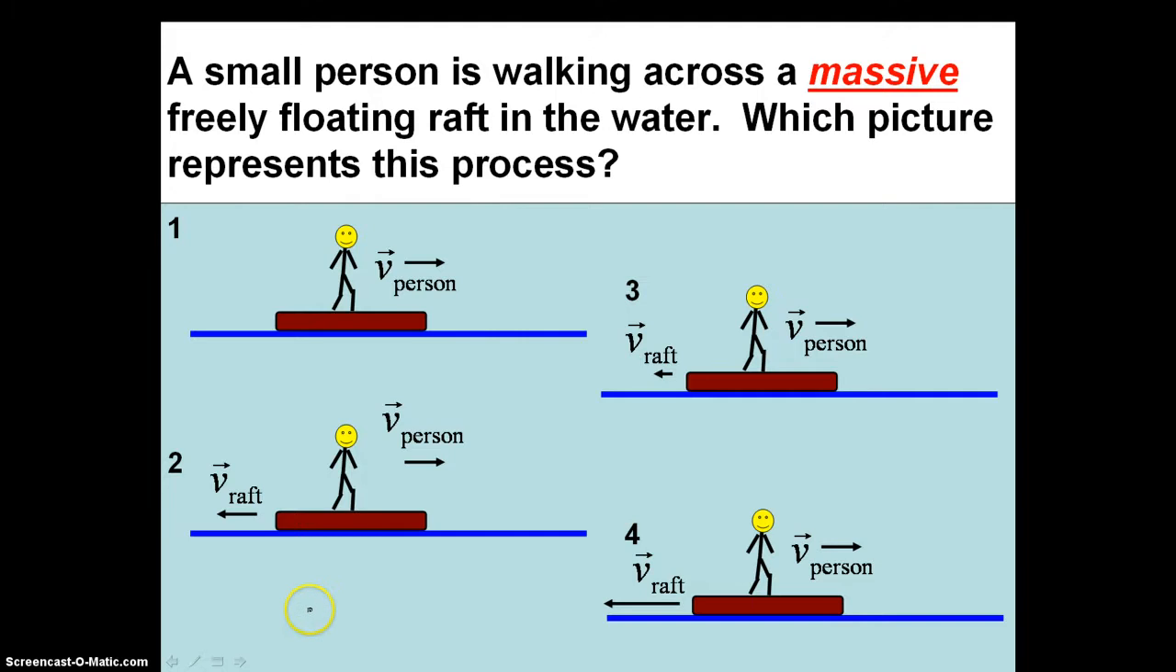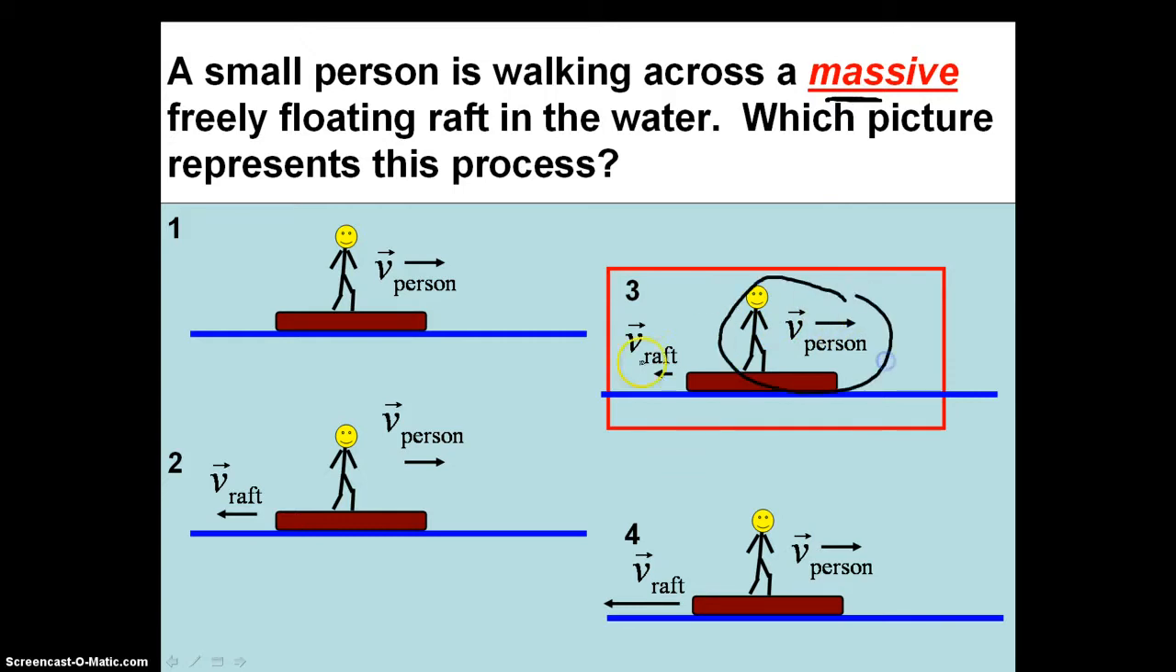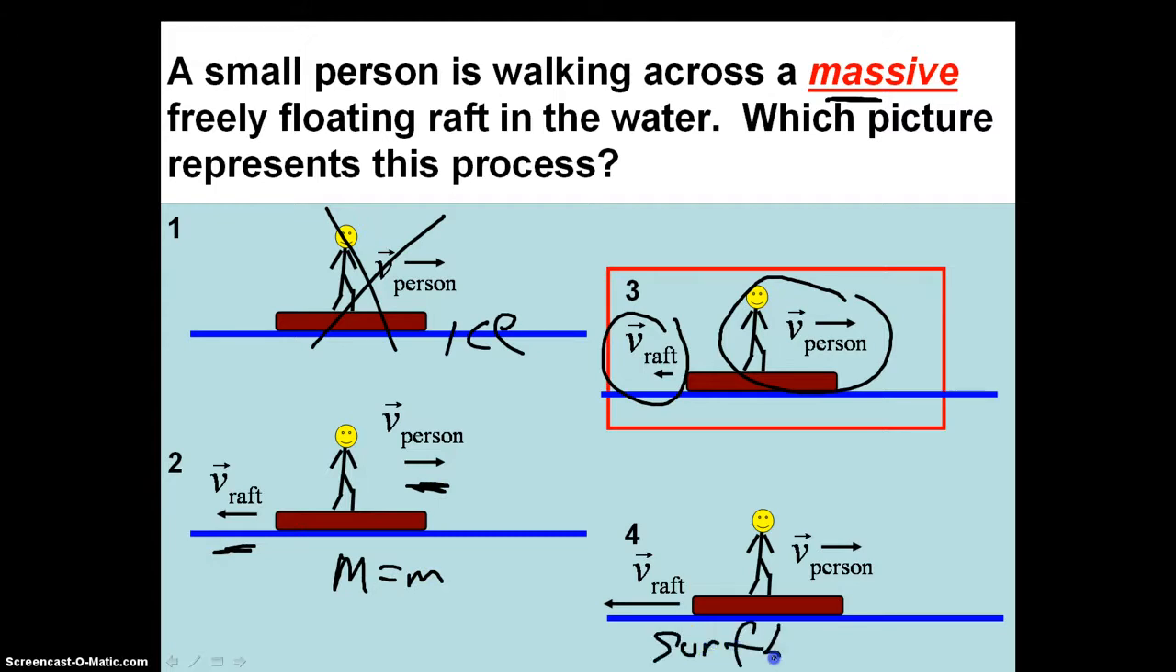All right, take a look at this problem. Pause the screencast. All right, welcome back. So a small person is walking across a massive, freely floating raft in the water. Which picture represents the process? 3. Here's why. The raft is much more massive. And so the person will have a velocity, and the raft will have a small velocity in the opposite direction. This will never happen unless it's ice. This will only happen if the masses are equal. It will have the same velocity. This will happen if it's a surfboard, because that would mean that the velocity of the raft is bigger and the person is smaller. Surfboards are lighter than people, unless you're a very small person.